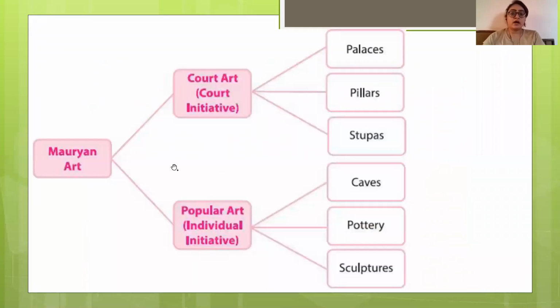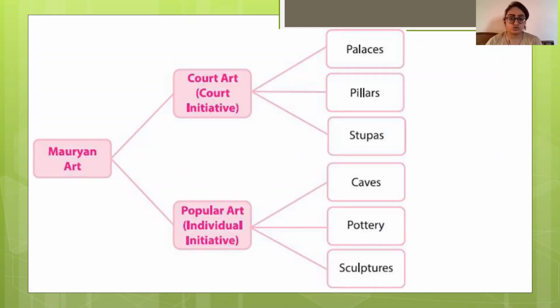Again, the Mauryan architecture has been divided into two: court art and architecture, and popular art. The court art was done through court initiative and the popular art was an individual initiative. Under the court art, we will be learning about palaces, pillars, and stupas that have been made by the kings and princes. Then under popular art, we will be seeing caves, pottery, and sculptures, which have been prepared by the individuals.